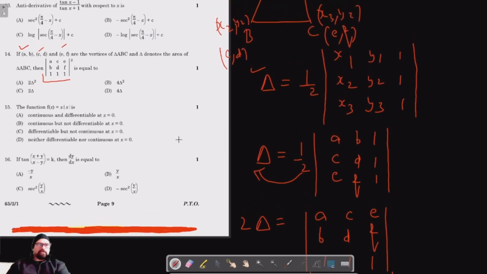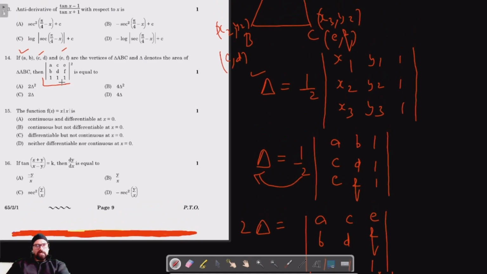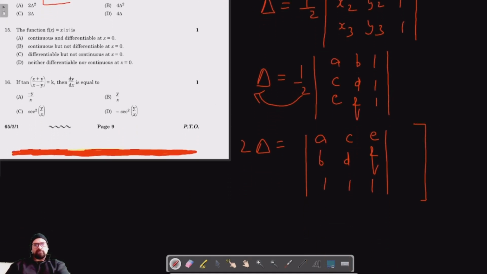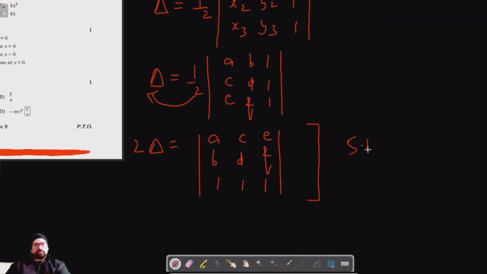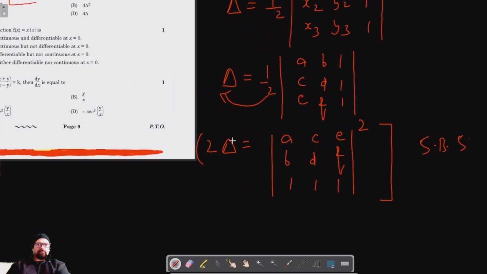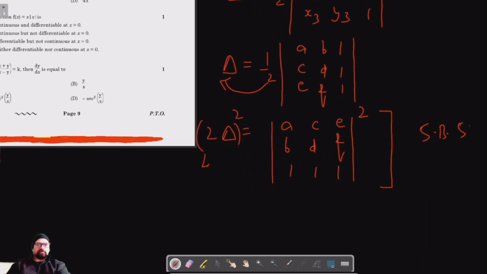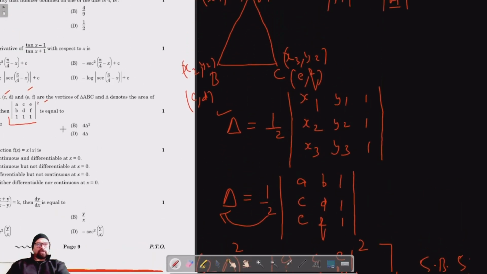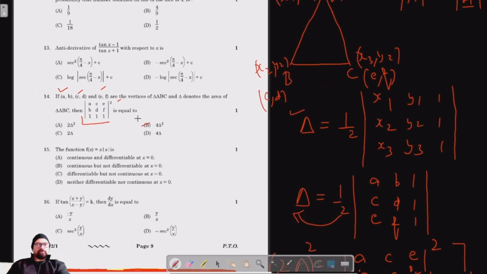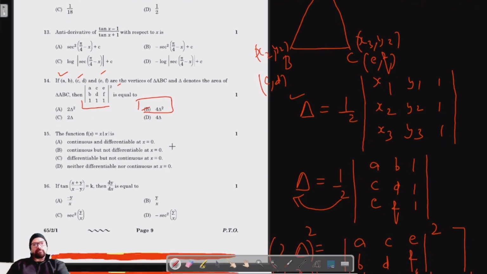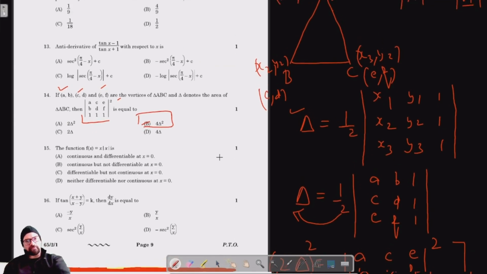But it's asked in the question, what is the square of this delta? So that means we have to square on both sides. Squaring on both sides, this is the square, and if I square on this side, this gives me 4 delta square. So the correct answer is option B for question number 14. It's 4 delta square. Let's move on to question number 15.